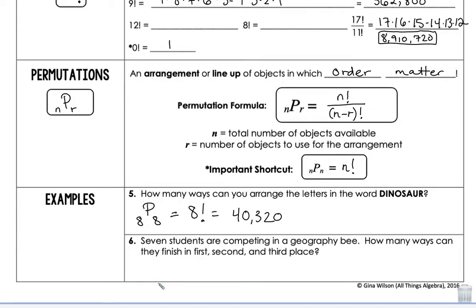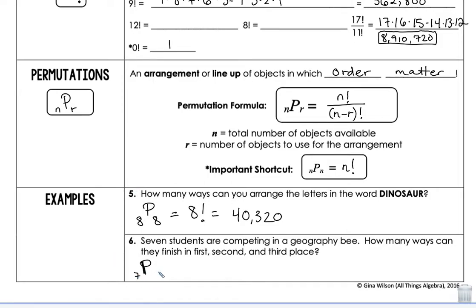But let's look at one where you're not choosing all of the objects available. 7 students are competing in a geography bee. How many ways can they finish in first, second, and third place? So there's 7 total students. The order matters because if somebody's chosen for first place in one way, but maybe they're chosen for third in a different geography bee, then the order would matter.